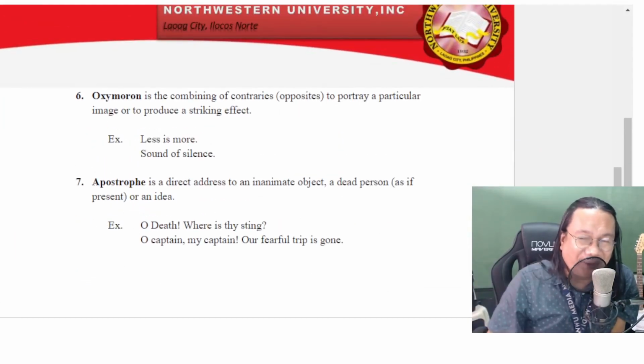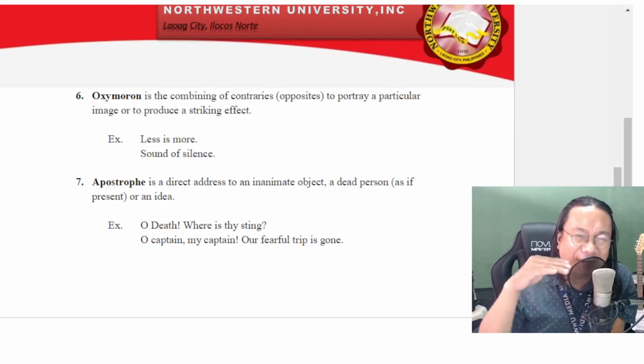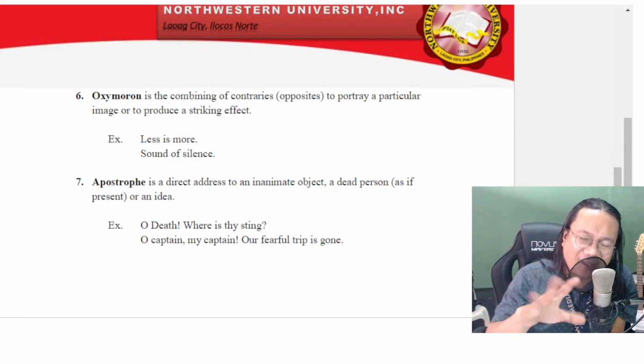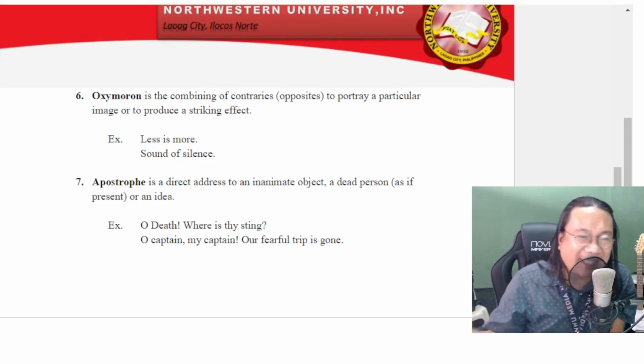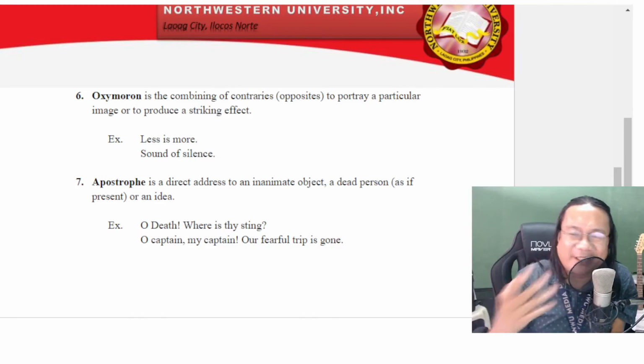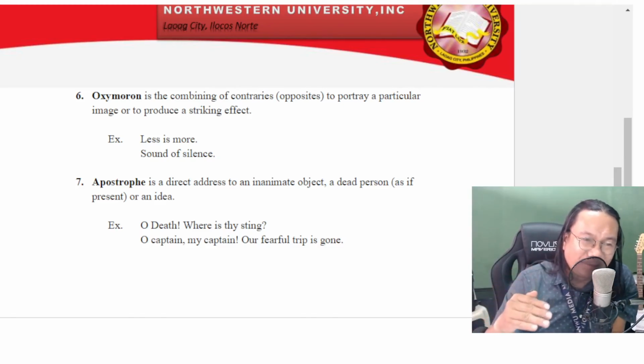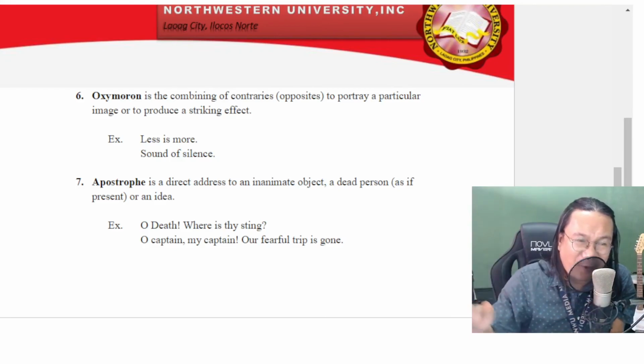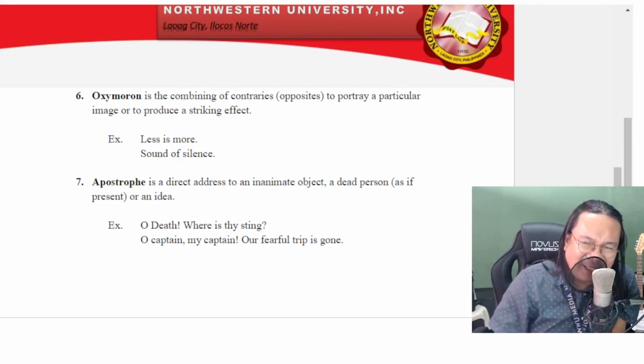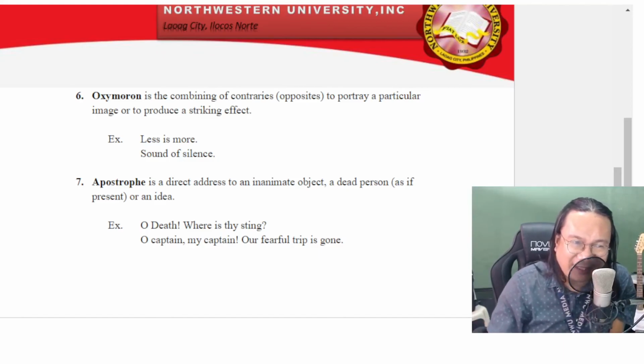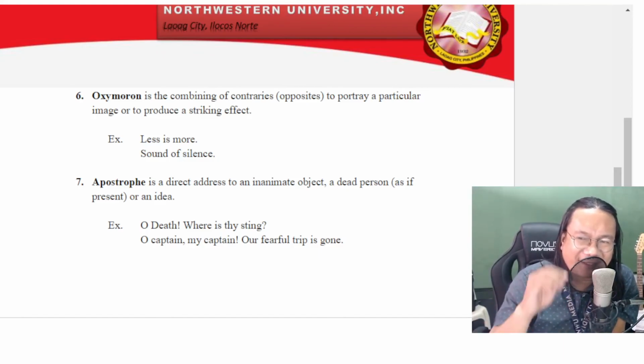Next is oxymoron. This is a figure of speech wherein you are combining two contradicting words in the same sentence. It's used for striking effect usually. Like for example, less is more. How can there be less if it's more? Or the sound of silence. How can silence have a sound? So that is oxymoron. It's having two contradicting words in a particular statement or sentence.